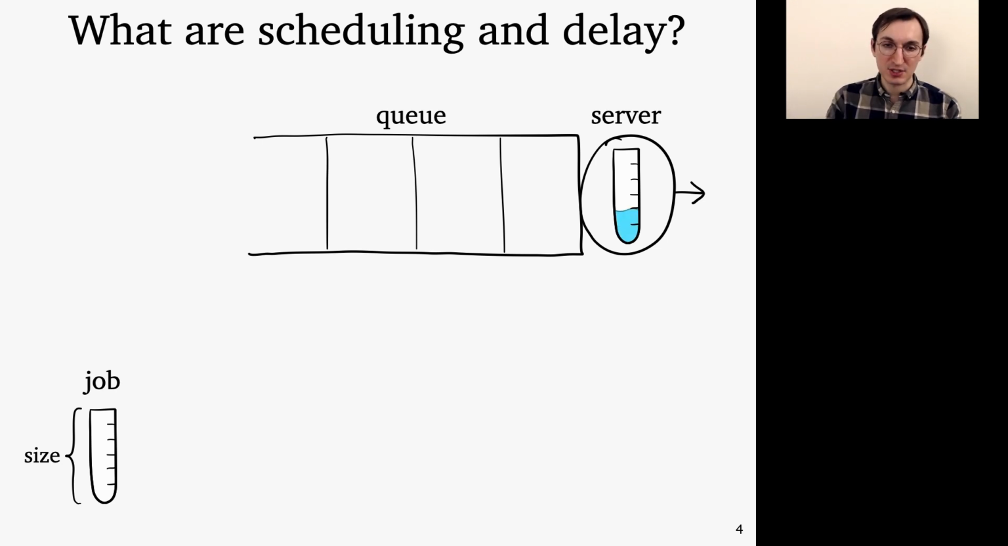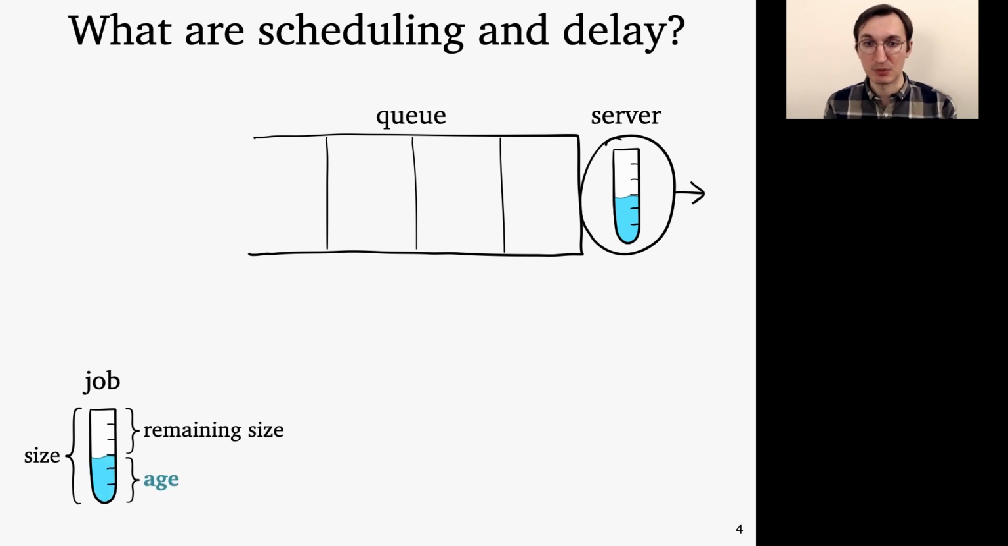And we'll represent that service as the job being a test tube that is getting filled with water. So we can talk about the remaining size of a job. That's the amount of work left. And we can also talk about the age of the job. That's the amount of work that's been done so far. These are also measured in units of time.